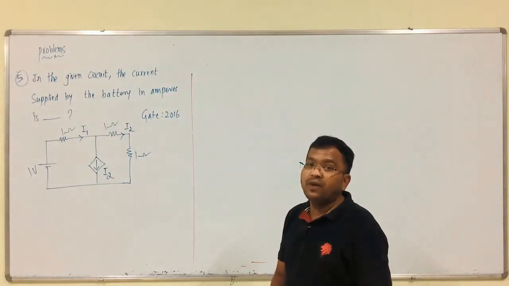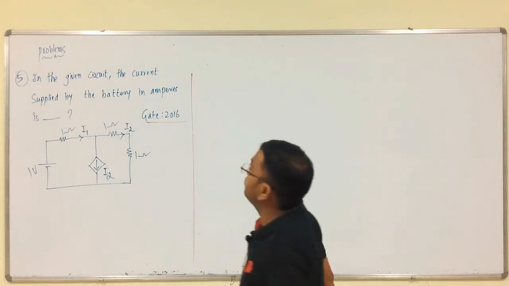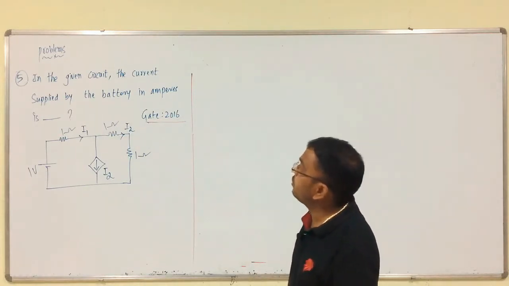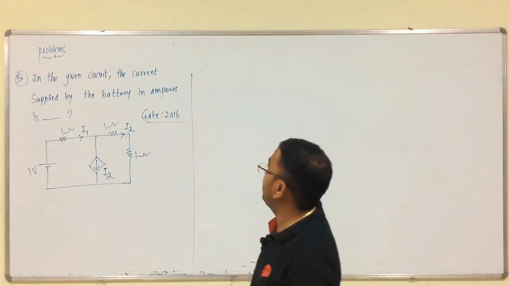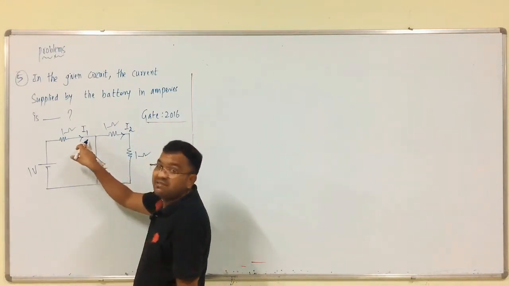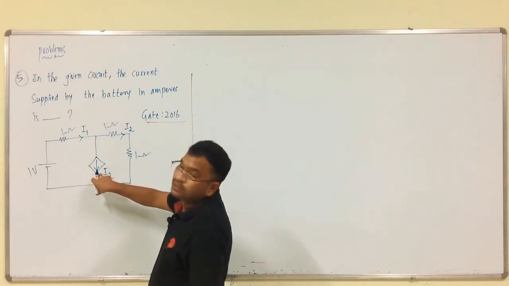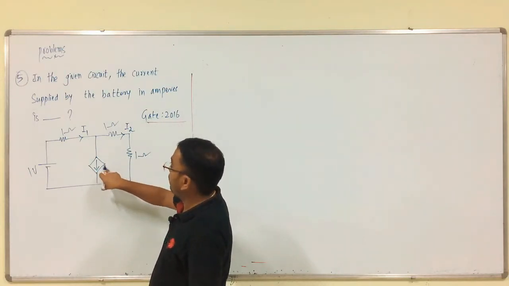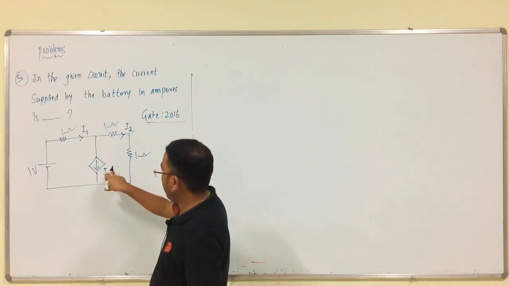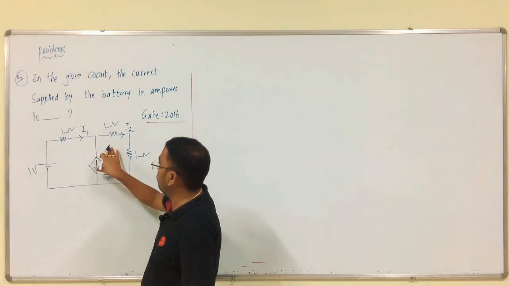Next problem is the fifth one, that is a GATE 2016 problem. In the given circuit, find the current supplied by the battery in amperes. He provides the current directions I1, I2, and the dependent source, that is I2, a current controlled current source. He provides the current directions in loop 1 and loop 2.